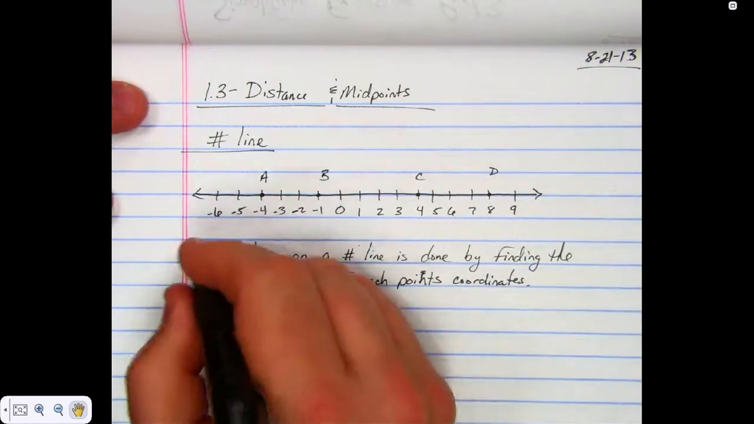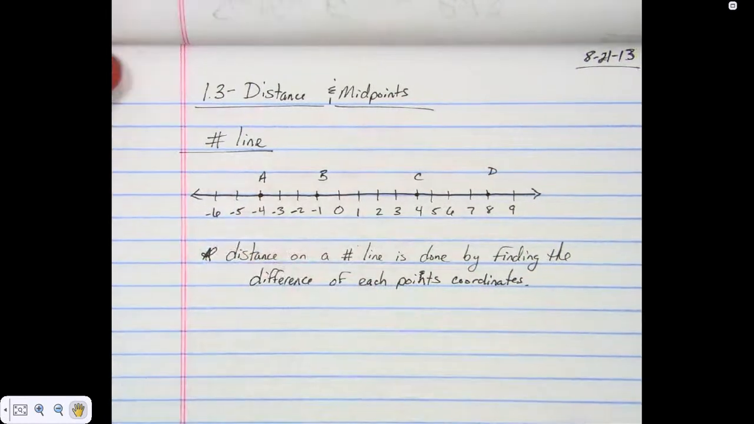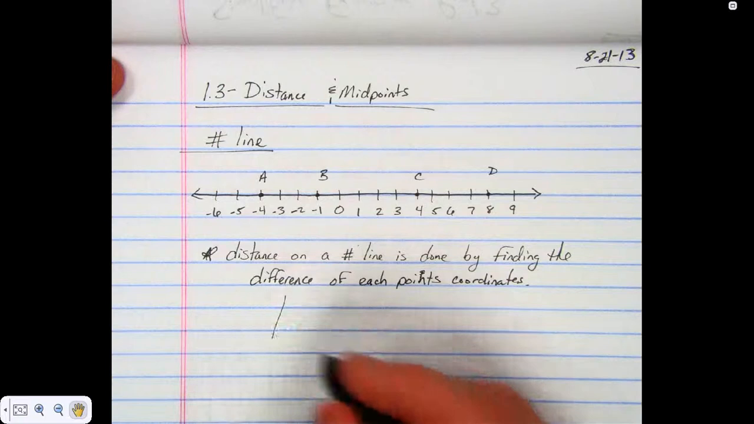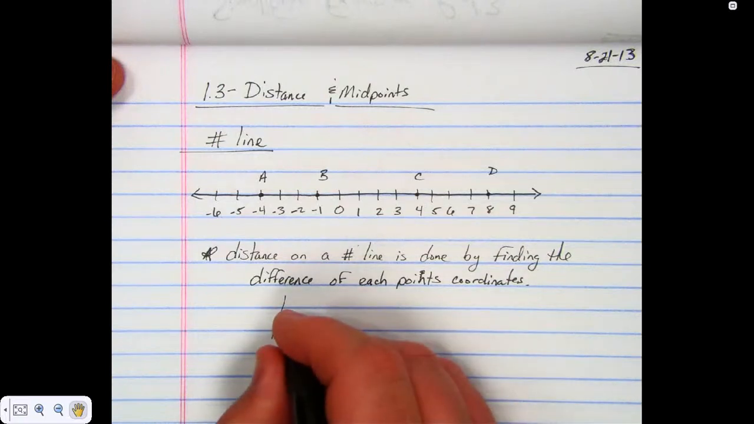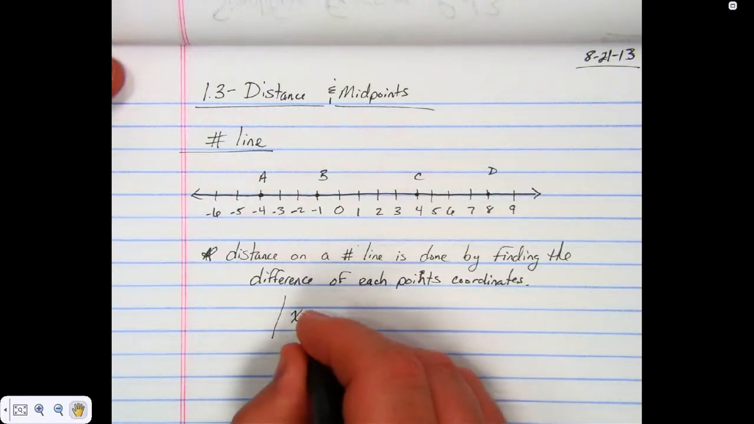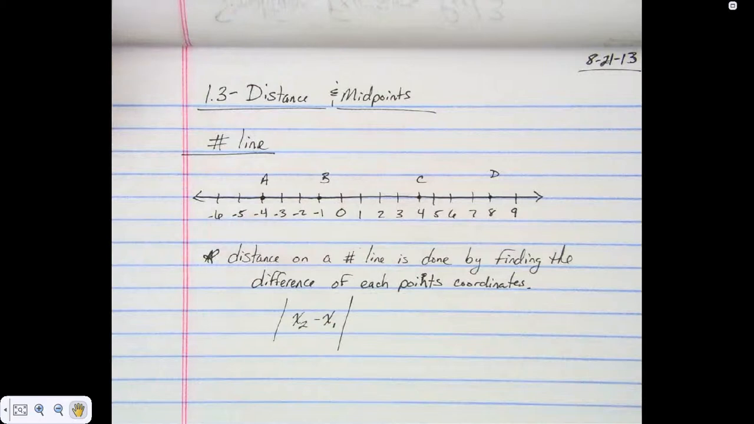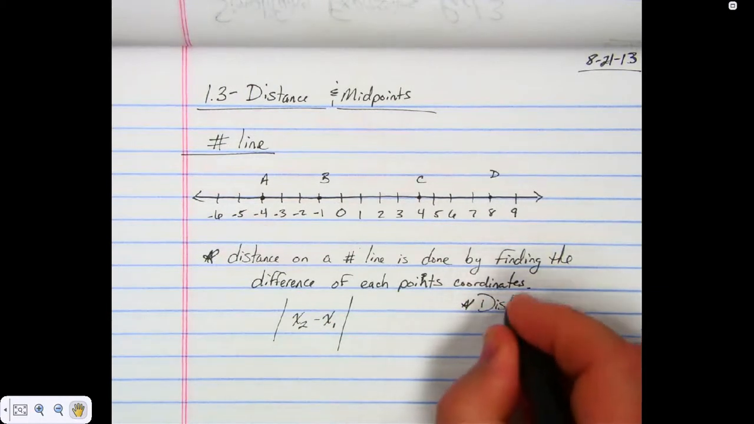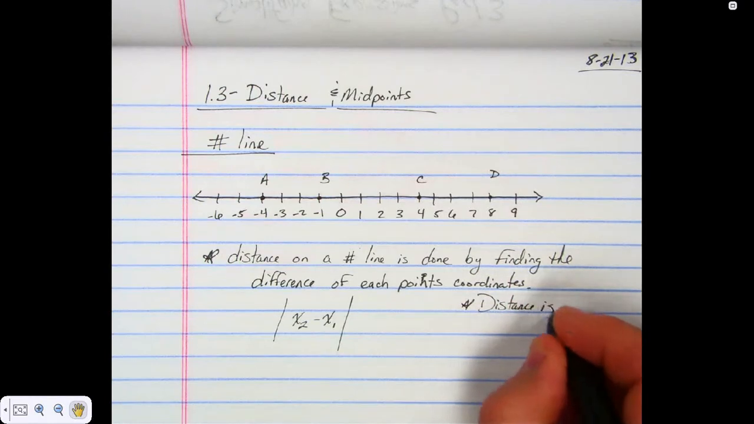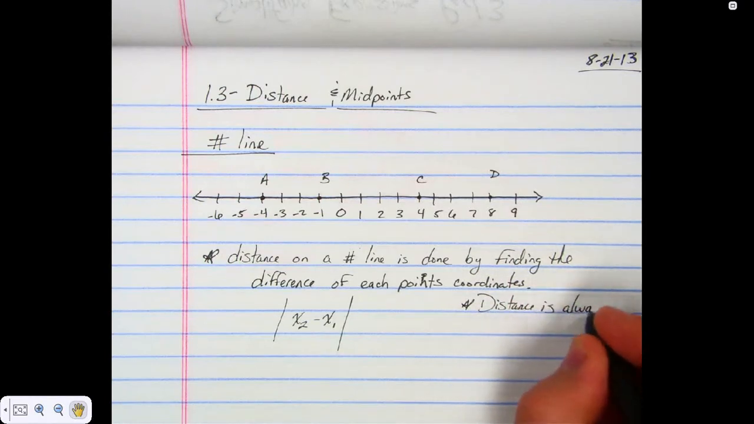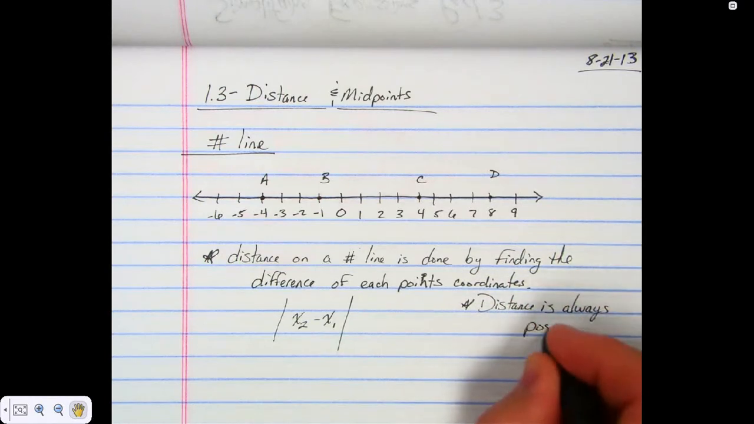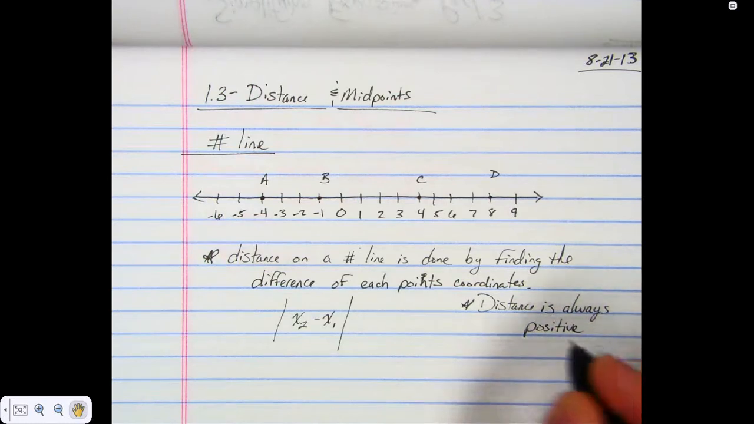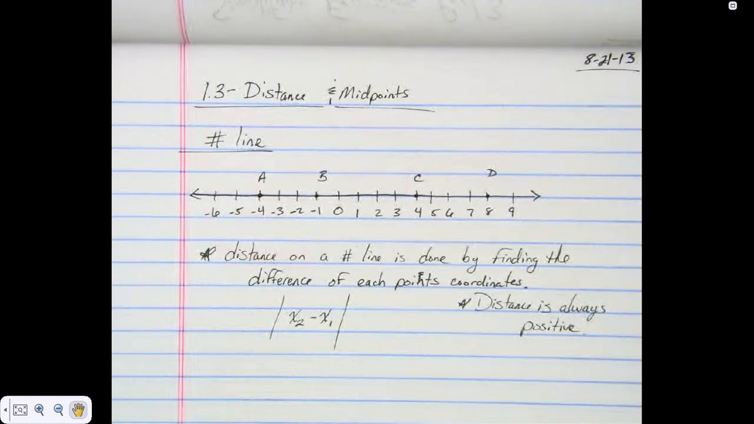Now, you'll see in the book the absolute value of x2 minus x1. Why do I have absolute value? Because distance has to be greater than 0. Distance is always positive. You didn't drive -30 miles.